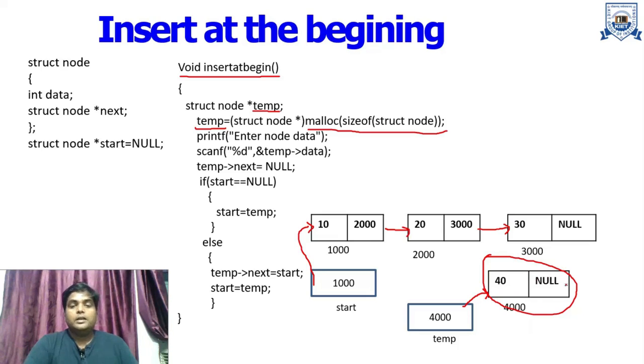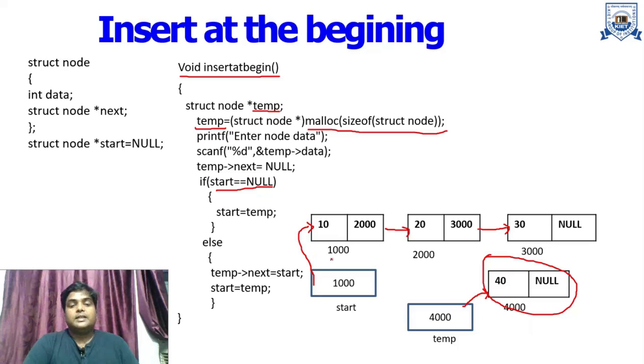First of all we check whether start is equal to null. Why do we check this condition? Because we want to confirm whether the linked list is empty or not. If this condition is true, that means the linked list is empty and there are no elements present in it. But in this particular case, we already have three elements present.